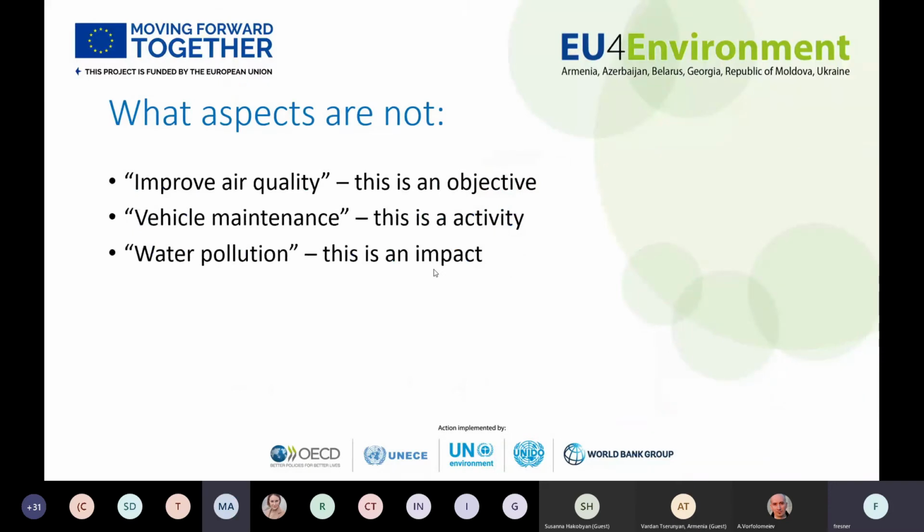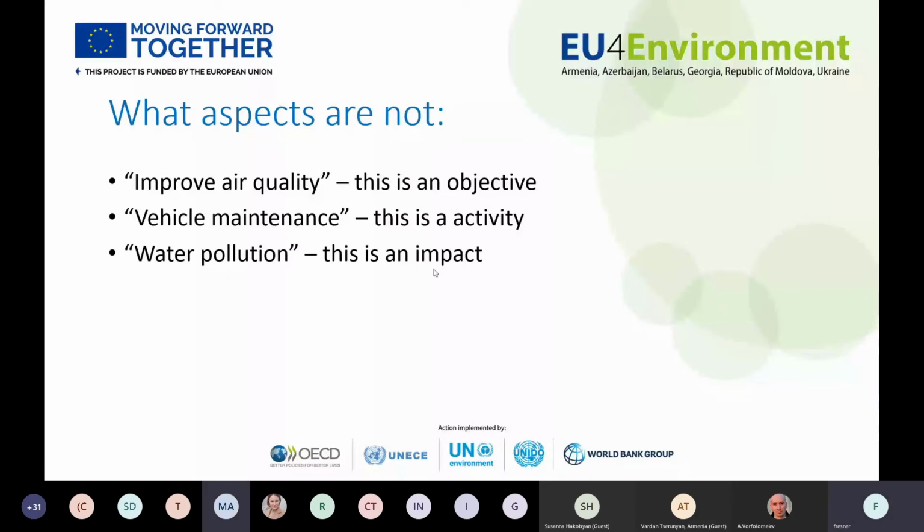We need to be careful what an aspect is and to keep it apart from objectives, because improved air quality is not an aspect. The air emissions are the aspect, and the objective would be to improve air quality. Water pollution, on the other side, is an impact.